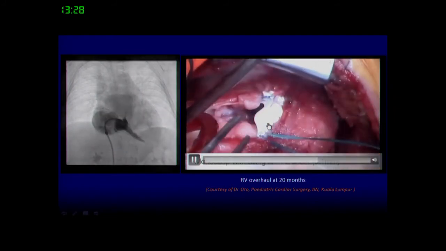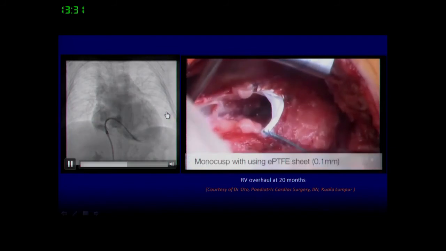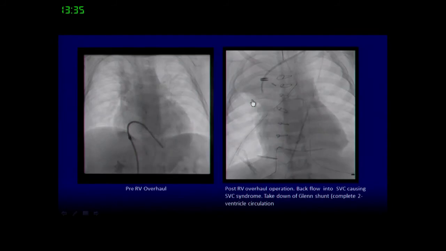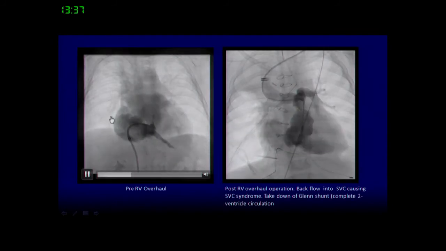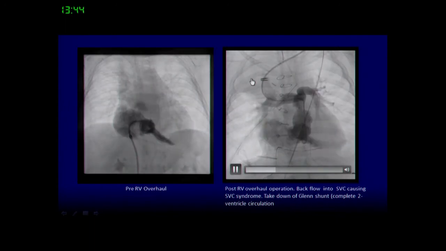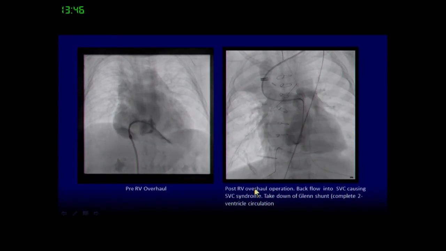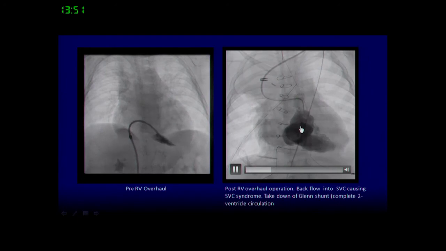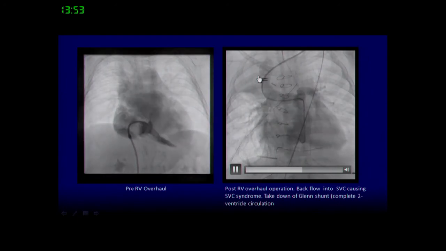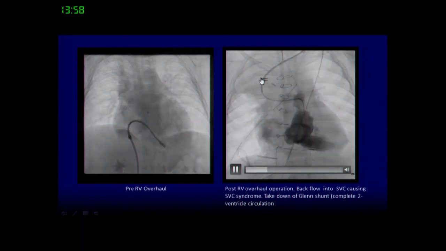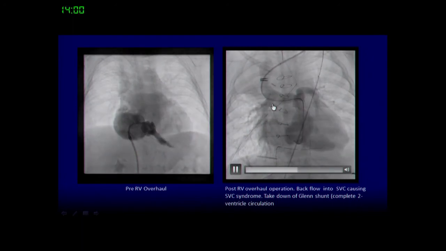And then they put monocusps that widen up the RVOT from that small to a much bigger RVOT. And this is the cath after that. This is before, and now what we have is a very nice RV apex, very nice outflow tract. And now instead of having the Glenn there, it becomes a problem because the RV pumps a lot of blood during the sinus beats, where the blood just goes up to the IVC, and this patient developed SVC syndrome, and therefore we had to take down that Glenn shunt, and the patient has a nice 2 ventricle circulation.